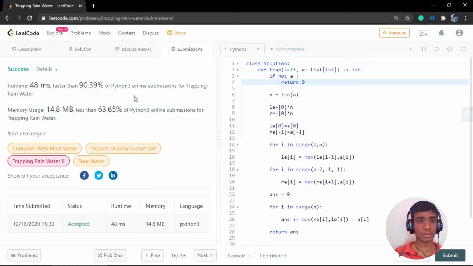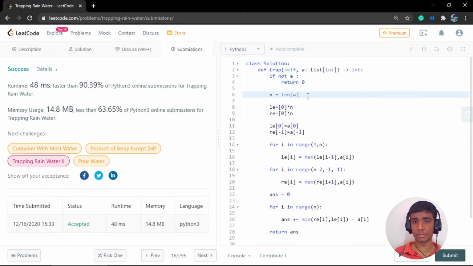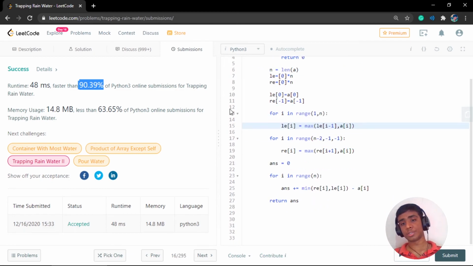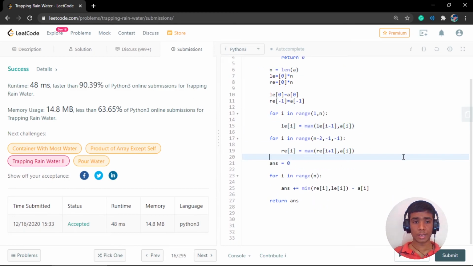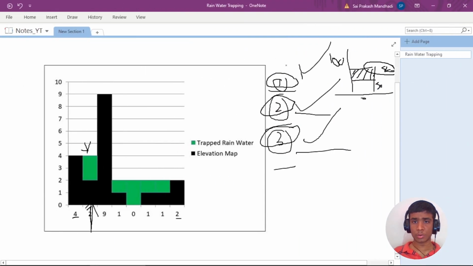Yes, it is. And I'm quite surprised with 90% because Python generally will not be that fast, and we even used max. Anyhow, we were able to beat 90% of submissions for this problem, and I hope you clearly understood the algorithm. There are only 3 points to be considered. What are our left and right elevations at each point? What is the minimum elevation of those both? And what is the current elevation that you are in?